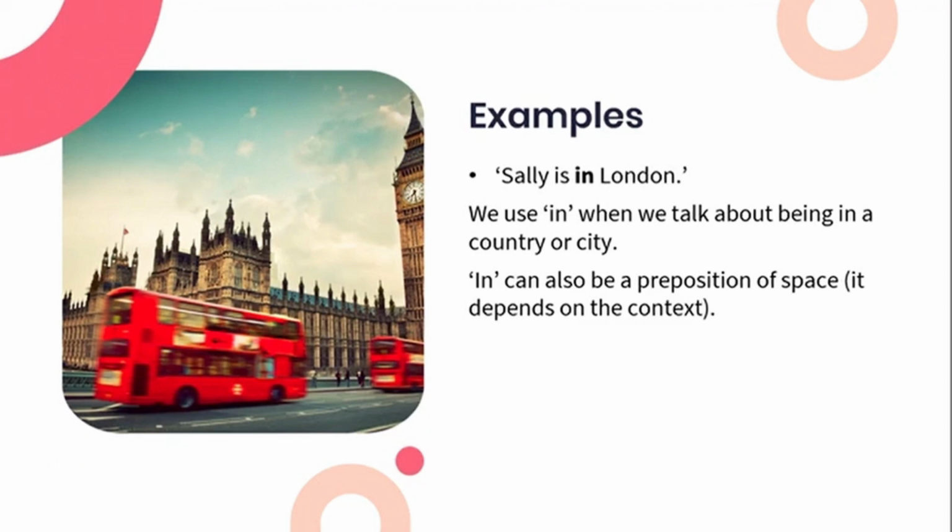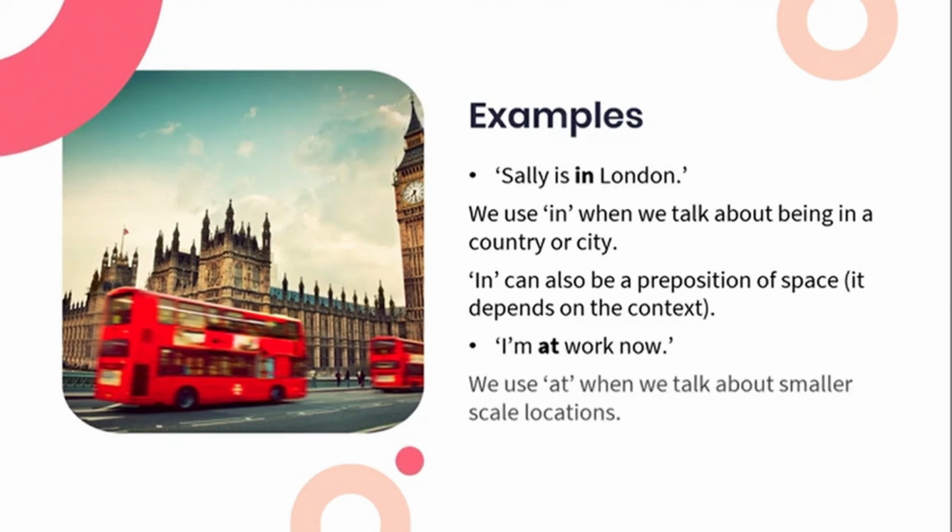The next sentence is, I'm at work now. We usually use the preposition at when we talk about smaller scale locations like restaurants, places of work, houses, parks, and so on. So we wouldn't use at to describe the country or the city that we're in. That is ungrammatical.